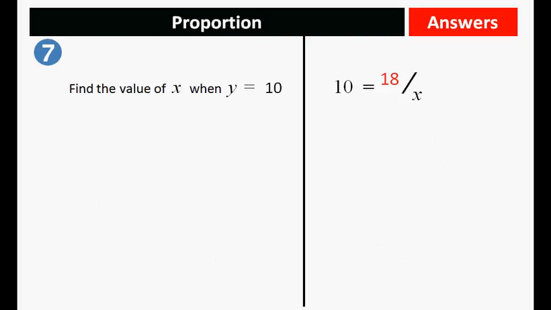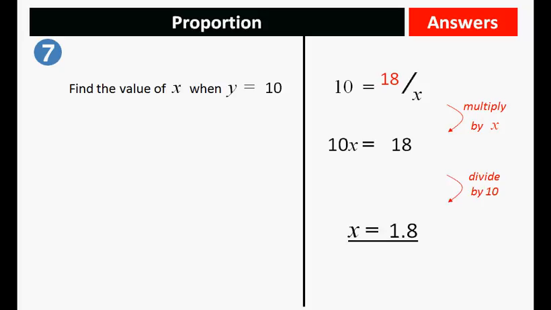So 10 equals 18 divided by something. Well, to get rid of a fraction, multiply by the denominator, so multiply by x, and that gives us 10 times x equals 18. So to find x, divide both sides by 10, x equals 1.8.